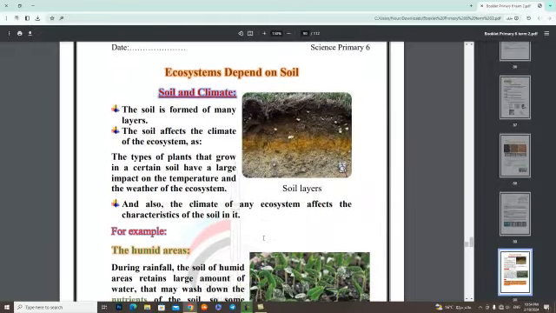Ecosystems depend on soil. Soil and the climate. The soil is formed of many layers. The soil affects the climate of the ecosystem, as the types of plants that grow in a certain soil have a large impact on the temperature and the weather of the ecosystem. And also the climate of any ecosystem affects the characteristics of the soil in it.